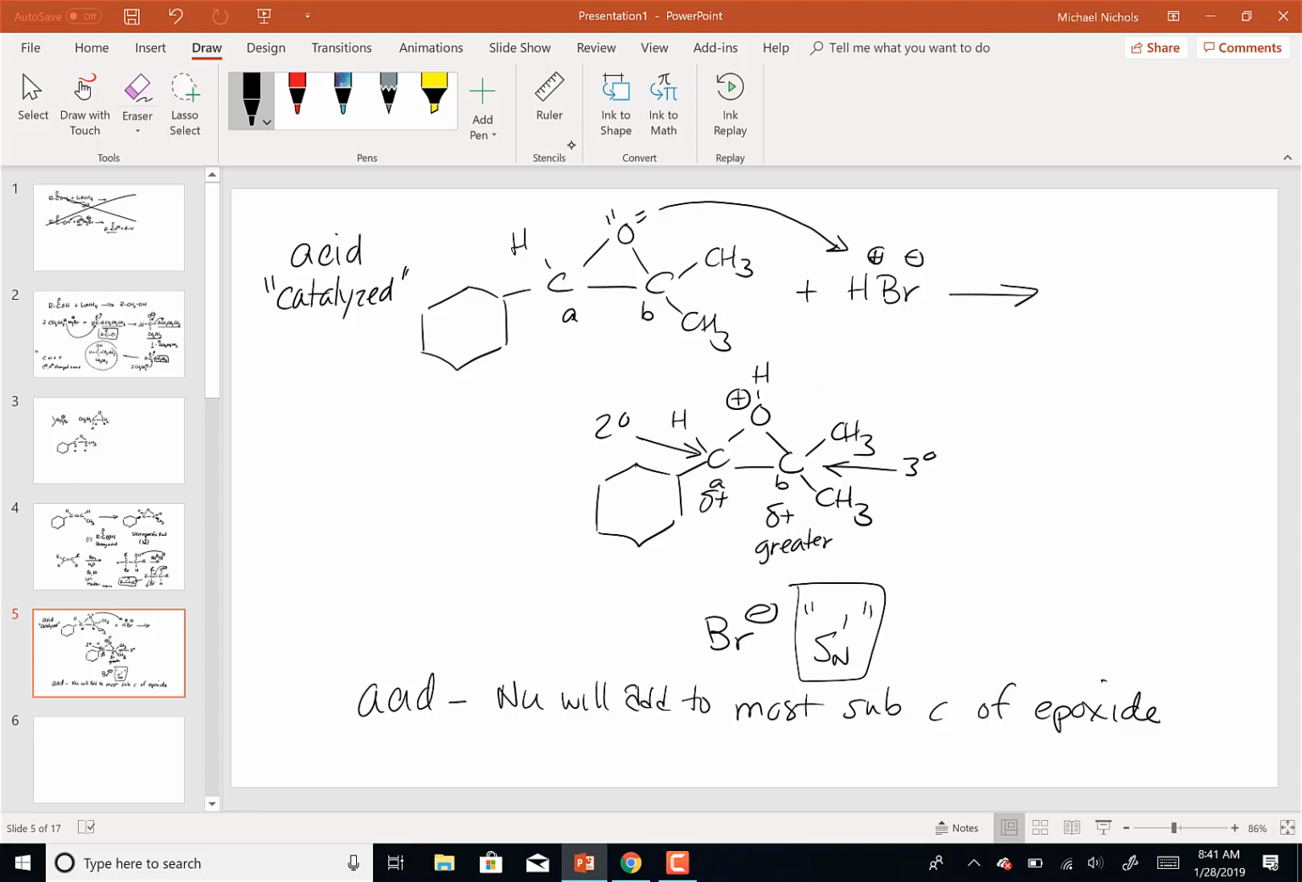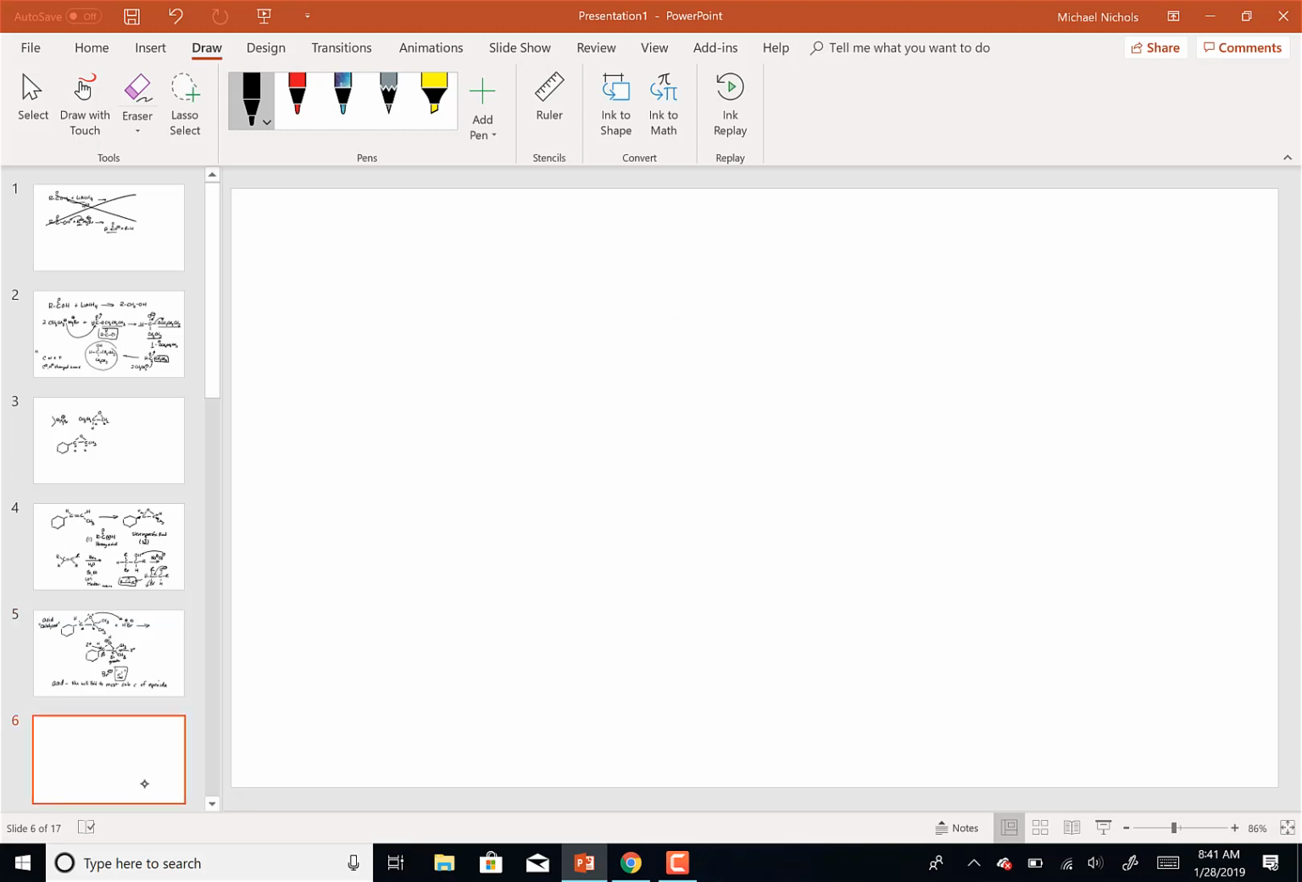So we're just after Thanksgiving when we talked about that. But we didn't talk about what happens if there's no acid. So I'm going to change the molecule here. I'm going to take away the two methyl groups and just make two H's.